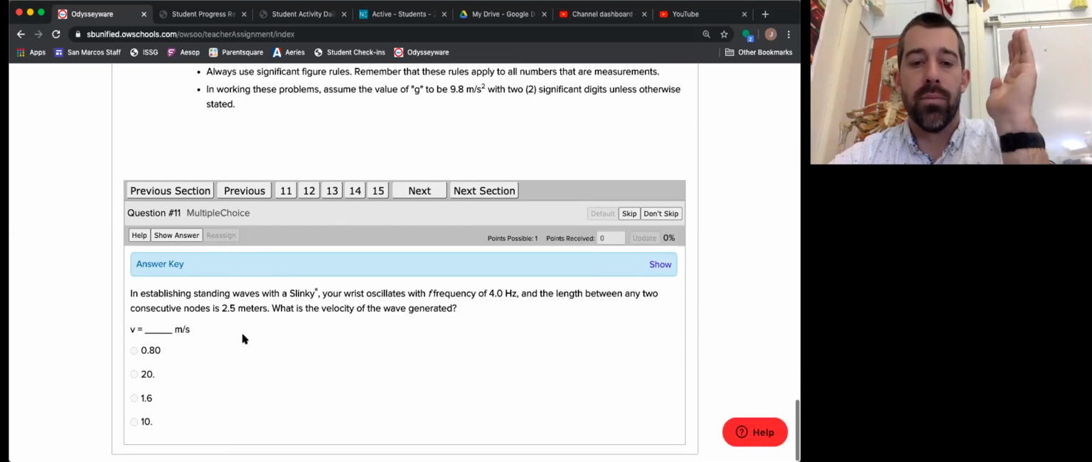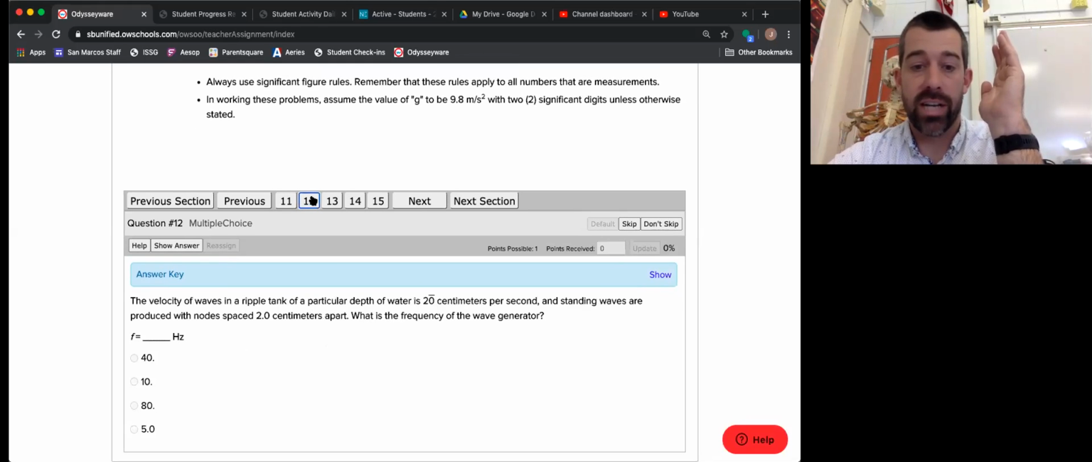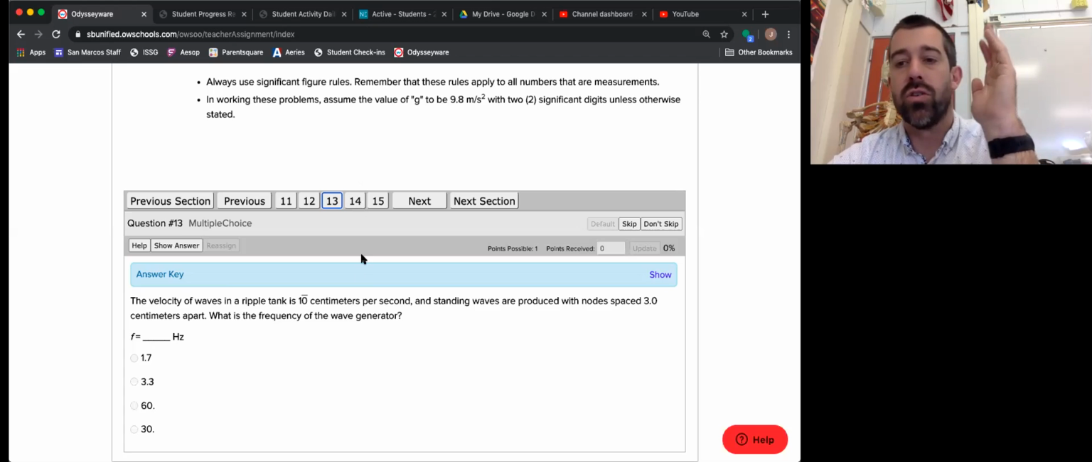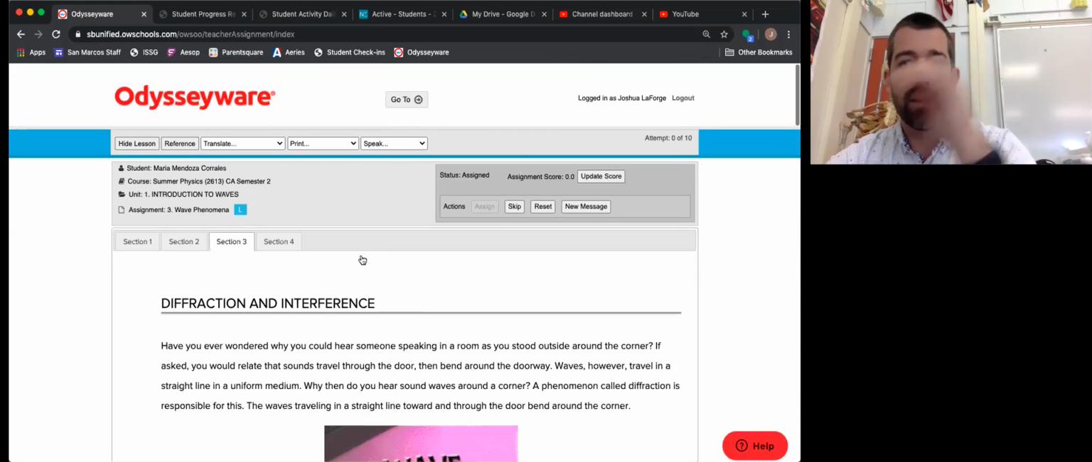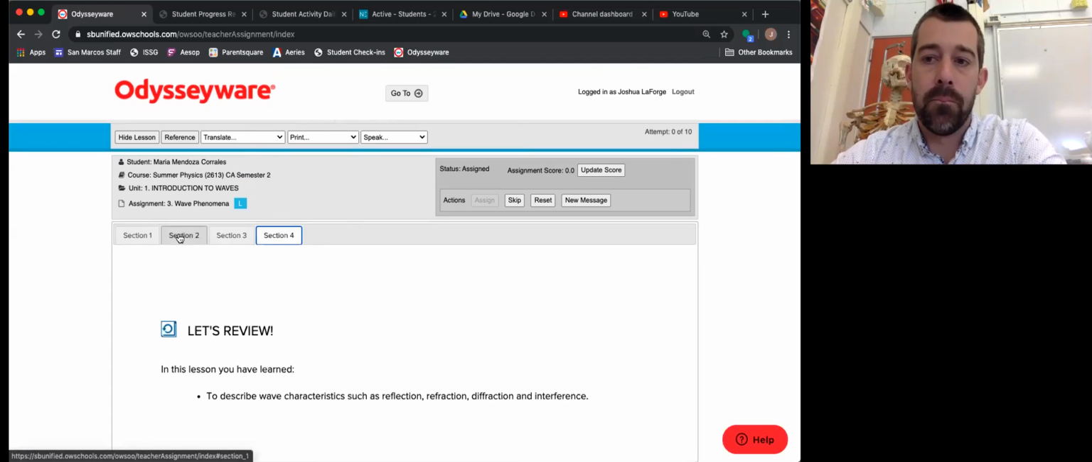You have a bunch of questions down here, right? Question 11 is asking you to solve for velocity. Question 12 is asking you to solve for frequency given the wavelength and the speed. Question number 13 is asking you to solve for frequency given the wavelength and the speed. So there's a bunch of these that are doing that on this section.